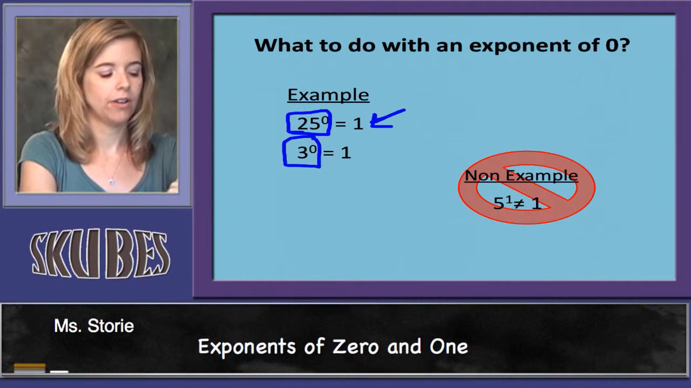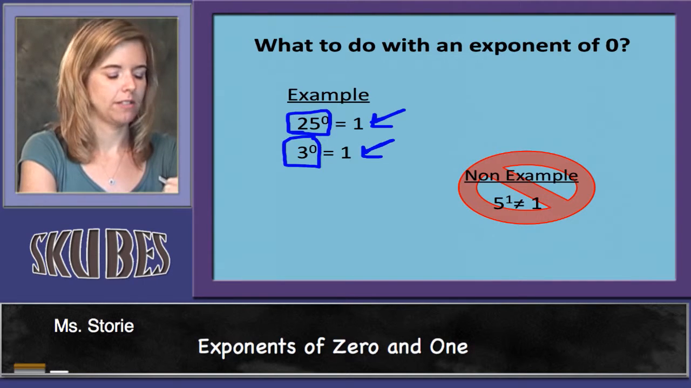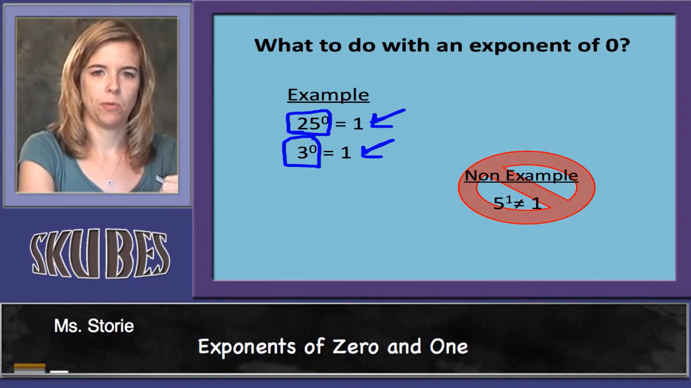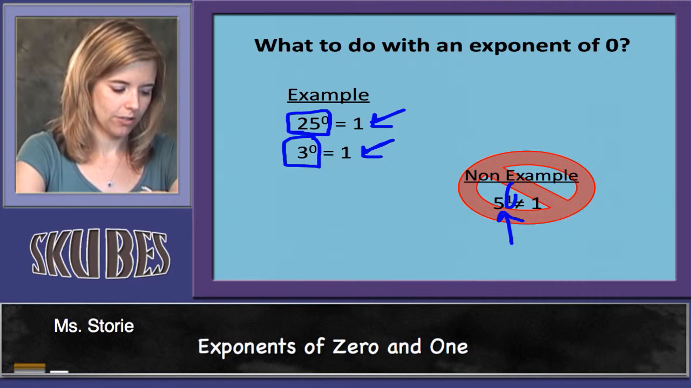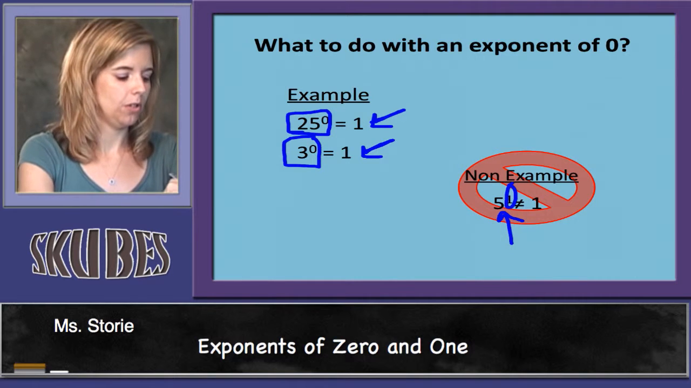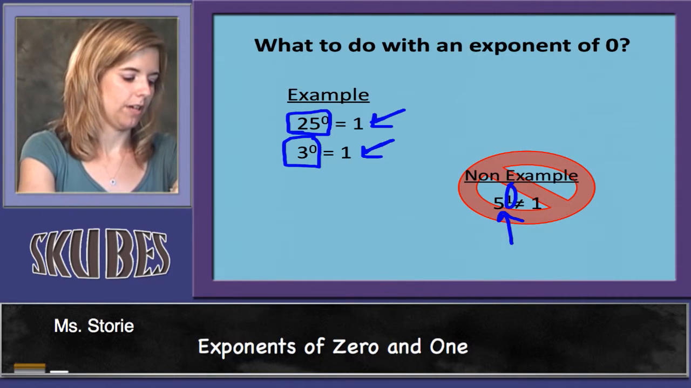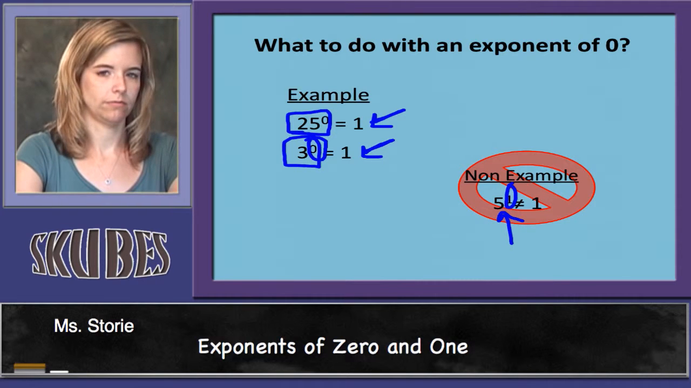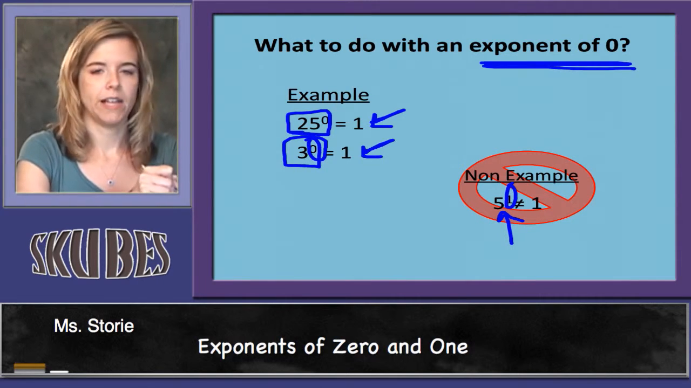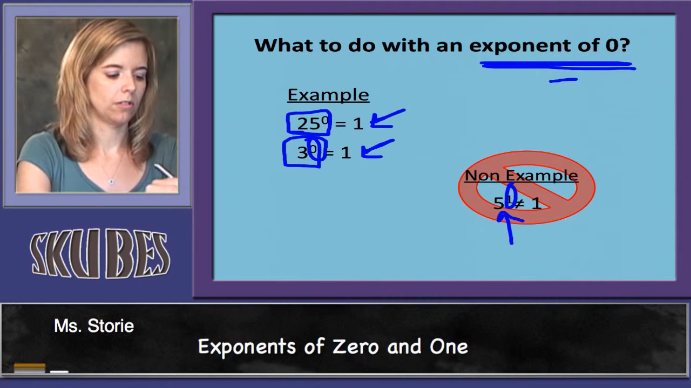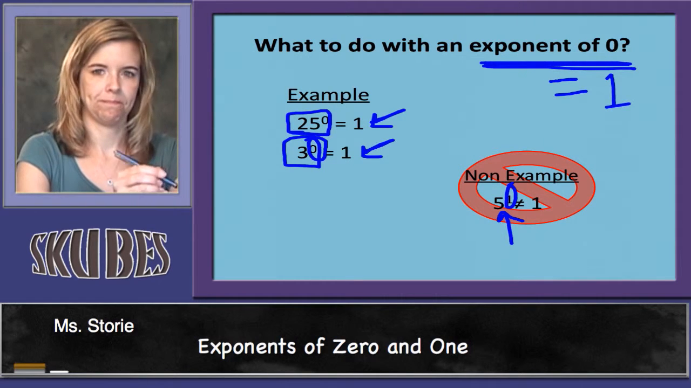3 to the power of 0, the answer is still going to be 1. It's just pure memorization, there's no math involved. However, if you take 5 to the power of 1, it does not equal 1. Because, look at your exponent, it's a 1. The rule only happens when you've got an exponent of 0. Anytime you raise to the exponent of 0, that's when your answer is always going to equal 1.